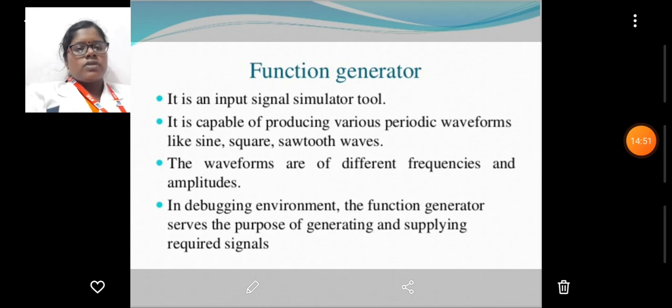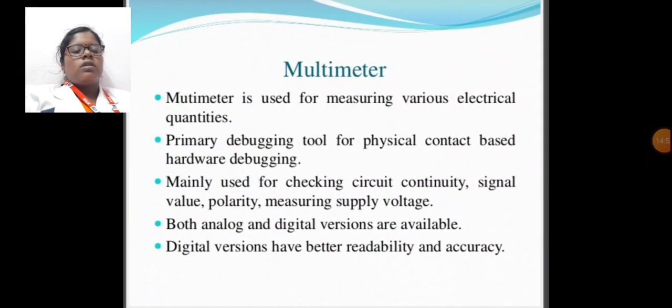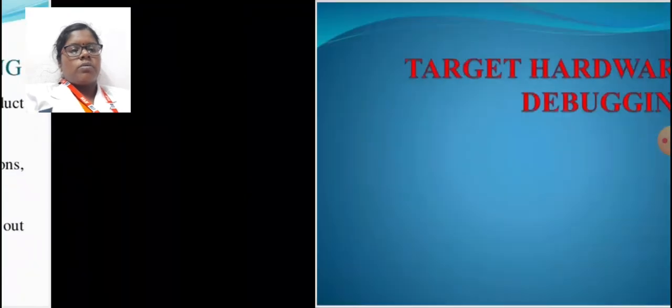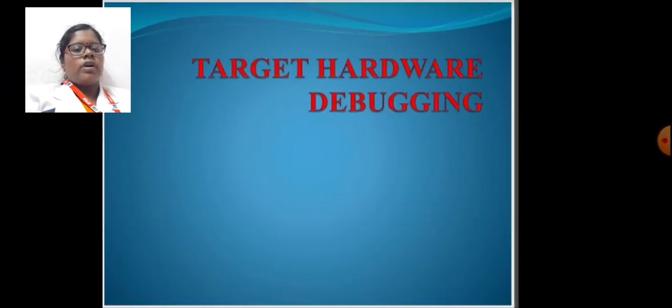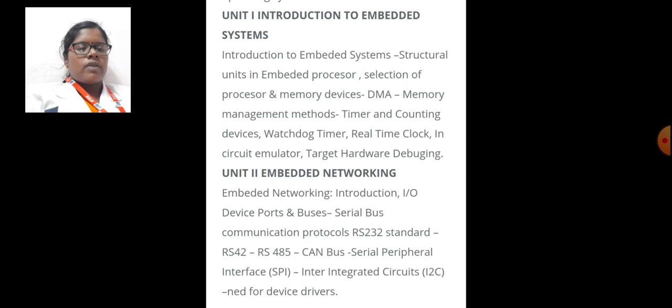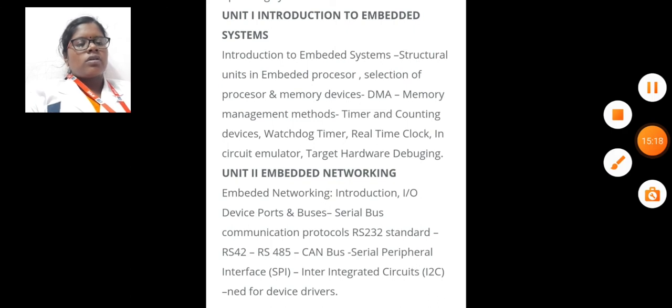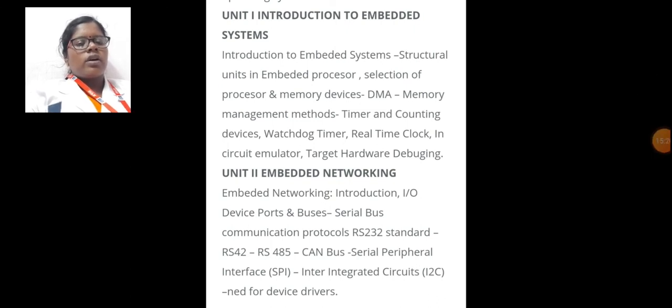In this session, we have seen what is meant by in-circuit emulator, types of in-circuit emulators, and target hardware debugging. First, we have seen the introduction to embedded system. Second, the structural units in an embedded processor, selection of processor and memory devices, DMA, memory management methods, timer and counting devices, watchdog timer and real-time clock, in-circuit emulator, and target hardware debugging.